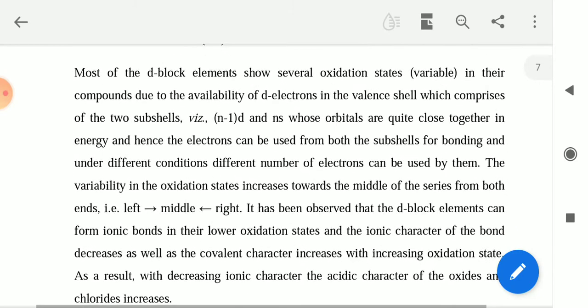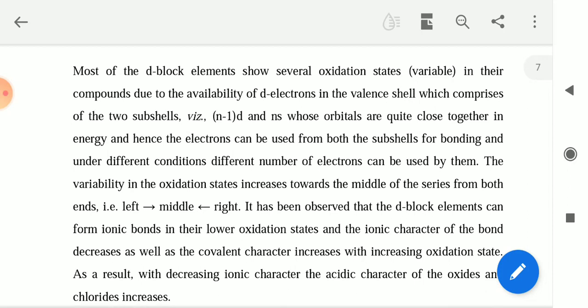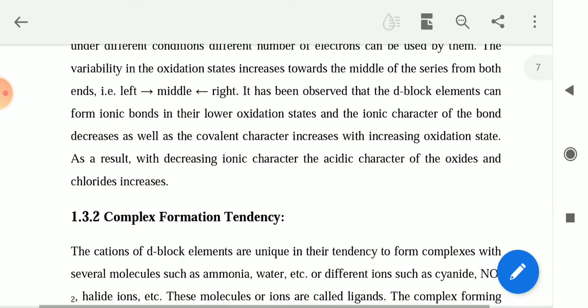If we go across the transition series in a d block element from left to middle and right, we can see the variation of the oxidation state.